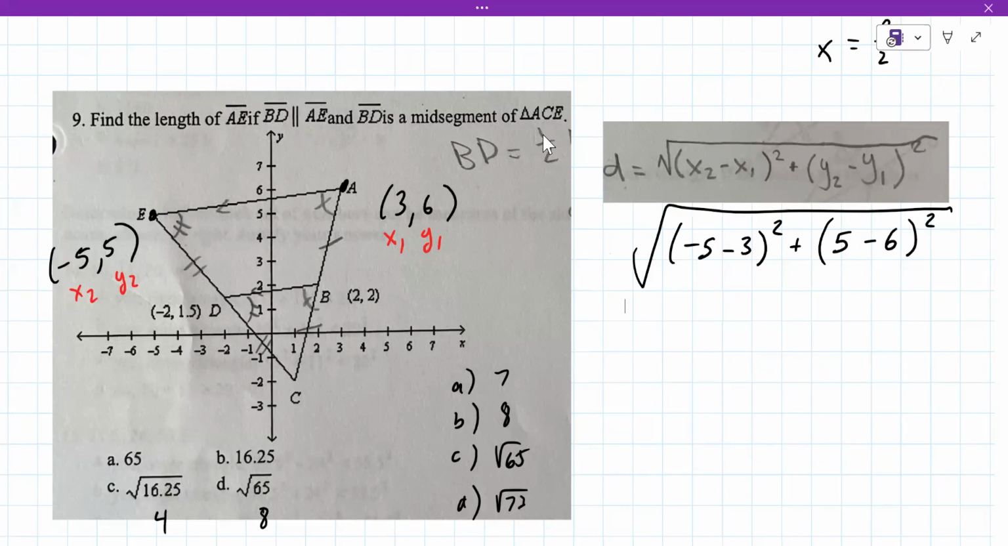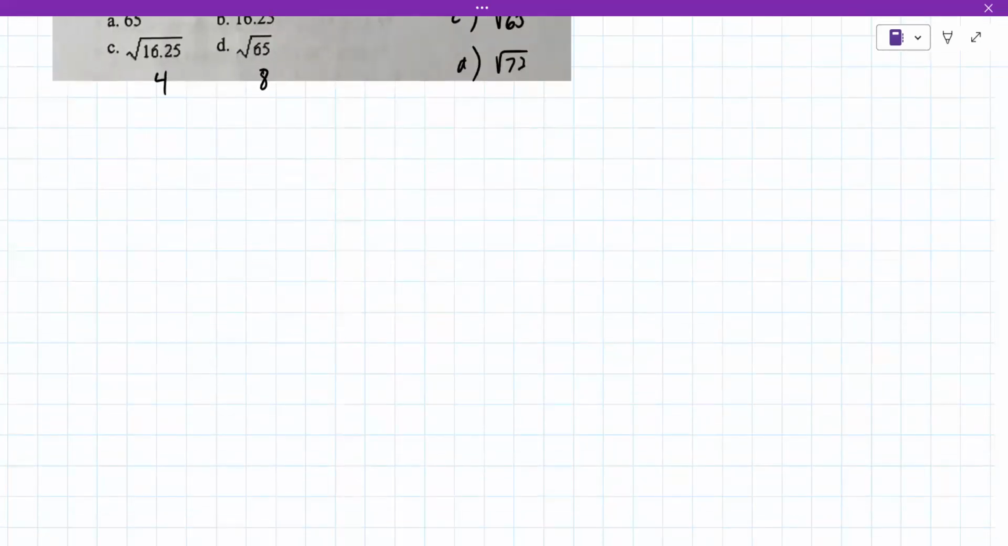Oh, okay. So I got the square root of 65. Oh, I see what you're saying now. Because the square root of 65 is right around 8. Gotcha. And they're far enough apart that you can't really mess it up.